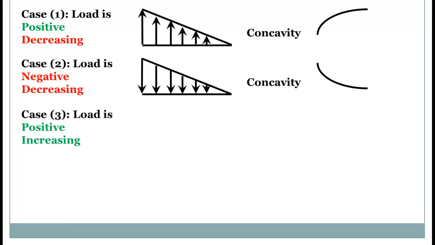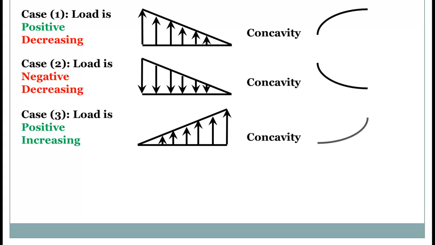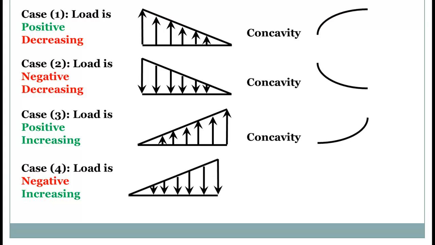Case 3. Load is positive and increasing. It's positive, pointing upwards, and increasing in values. The concavity is this way. The last case is the load is negative and increasing, which is this load, and this is our case, and the concavity would be like that.